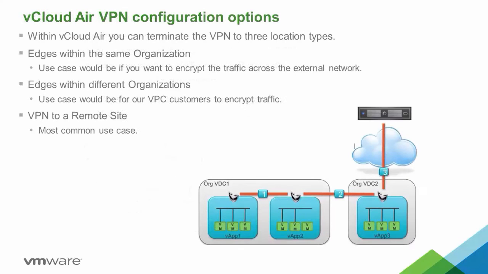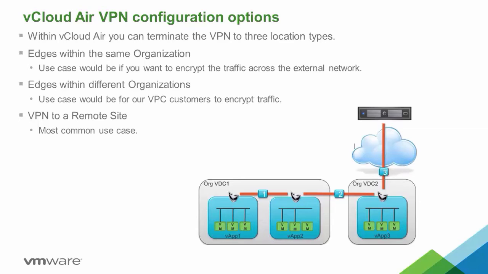When we go to create the IPsec VPN tunnel in vCloud Air, we'll be given three options on how to create that VPN. We can create the VPN to an edge in the same organization, to an edge in a different organization, or to a remote site. The first two are really only beneficial when we're creating VPNs to other vCloud Director or vCloud Air instances. The benefit is that it allows you to log into that vCloud Air or vCloud Director environment and select the networks and the edges that you wish to tunnel. So it's a point and click way of creating that VPN tunnel.